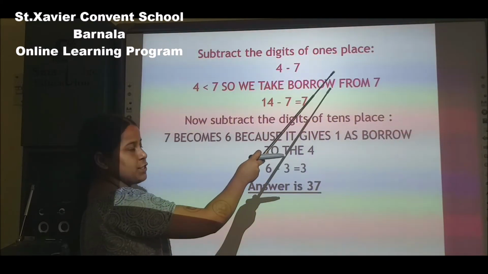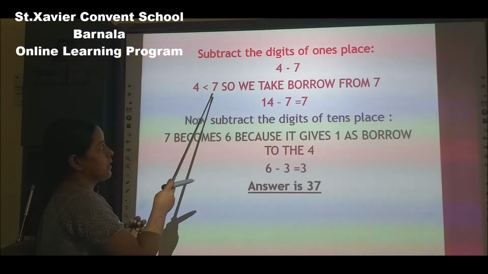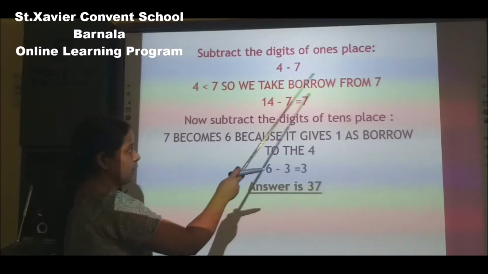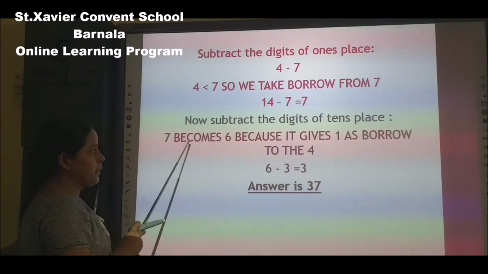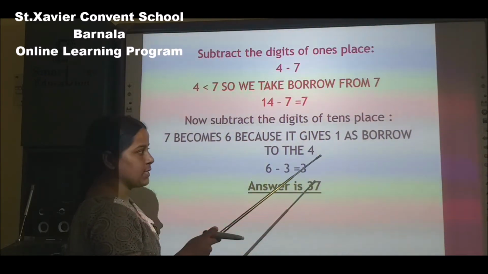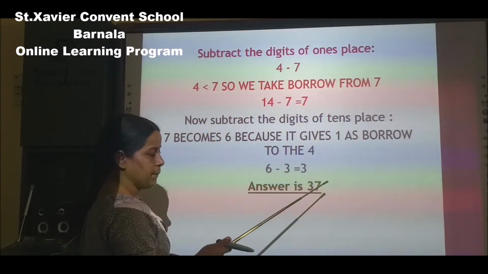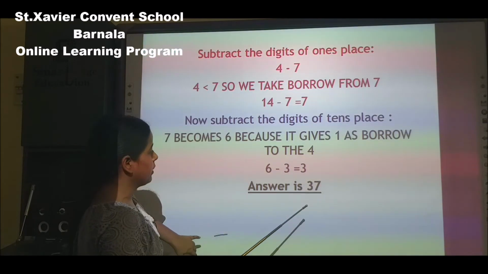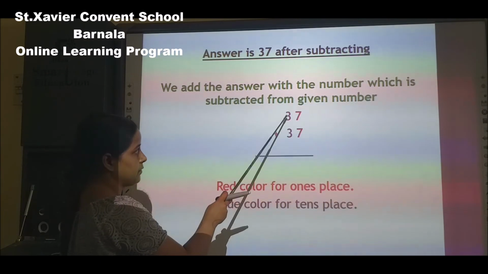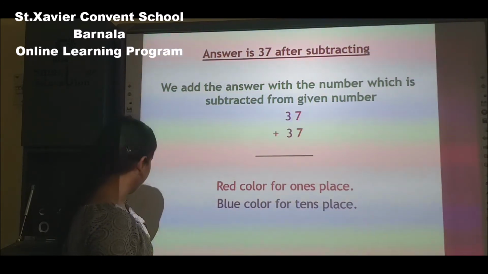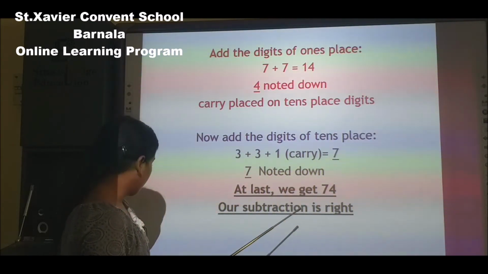First we subtract the digits of the ones place. 4 minus 7, 4 is less than 7, so we take the borrow from the 7. 14 minus 7 is equal to 7. After that 7 becomes 6 because it gives 1 as a borrow to the 4. 6 minus 3 is equal to 3. So the answer is 37. To check, we add the answers 37 and 37 and we get the answer 74. So our check is okay.